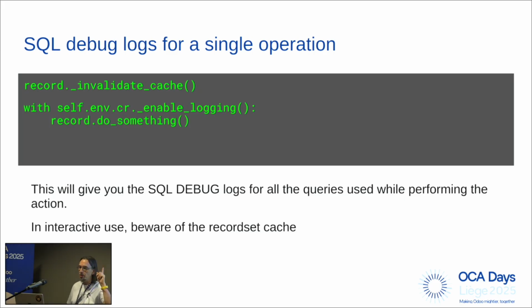In interactive mode, beware of the recordset cache. If you run the same method twice and don't invalidate the cache, like I did in the first line here, you may have cached records in the recordset, and then the SQL queries will not be run again. Tough luck.